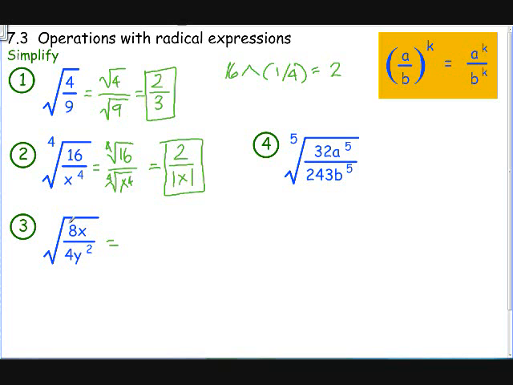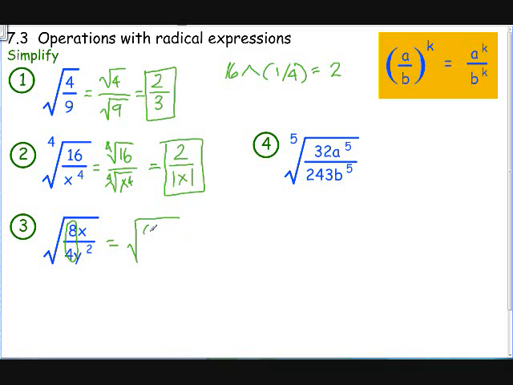I'm going to give you a little hint for this one. Why don't we see if we can simplify within? That's a good idea. We'll simplify within the radical before we start doing much else.